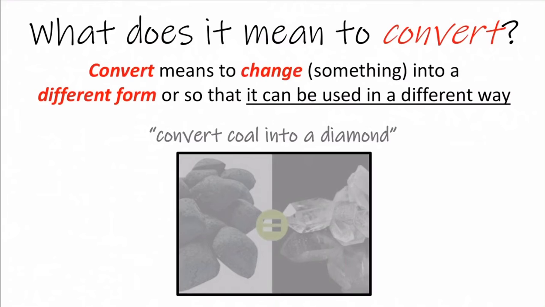Okay, what does it mean to convert? Last lesson, we learned that when we convert something, we change the form so that it can be used in a different way. Coal and diamonds are virtually the same. They just changed. It's really important that you understand that when we're dealing with things that are equal, when we're dealing with equations, all that stuff.